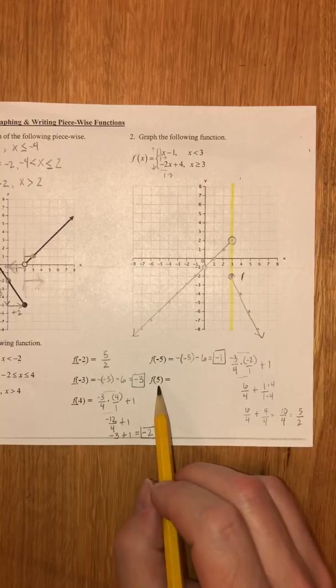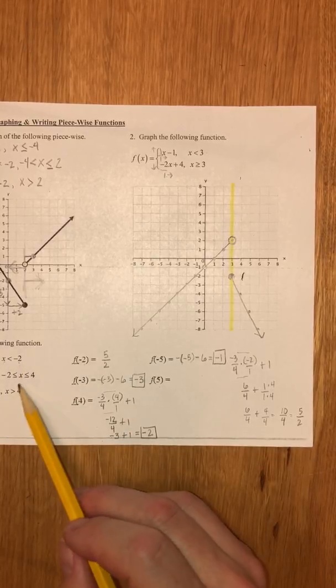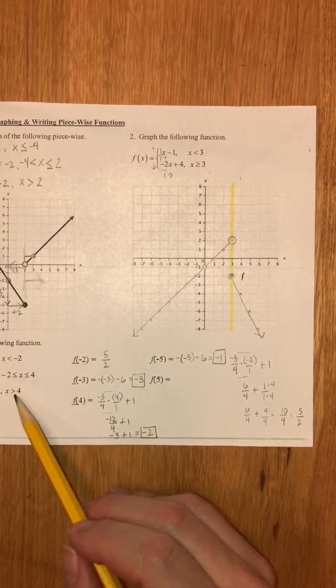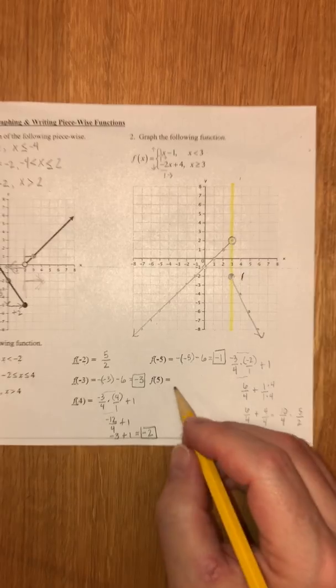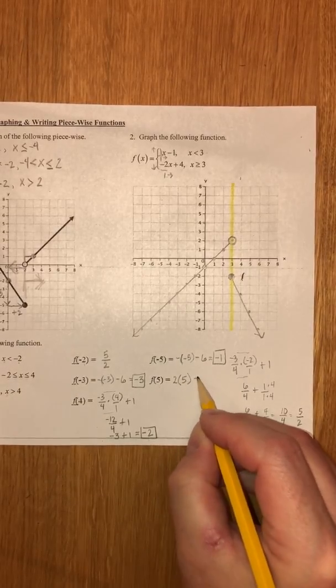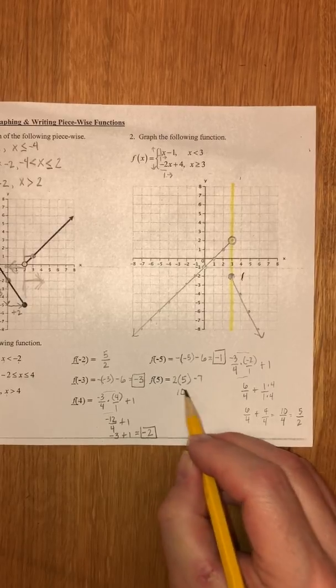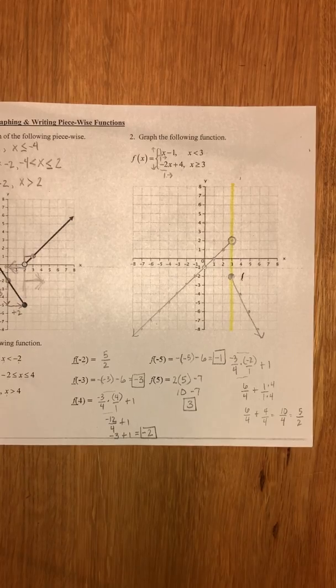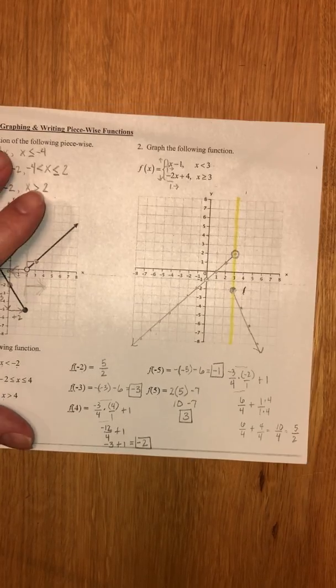Okay, last one, f of 5. When x is 5, I'm looking through these. I notice this bottom one. If I made 5 right here for x, 5 is greater than 4 is a true statement. So I'm going to use this bottom equation. That means I'm going to plug in here, and I'm going to do 2 times 5 minus 7. 2 times 5 is 10. 10 minus 7 is 3. So f of 5 equals 3.